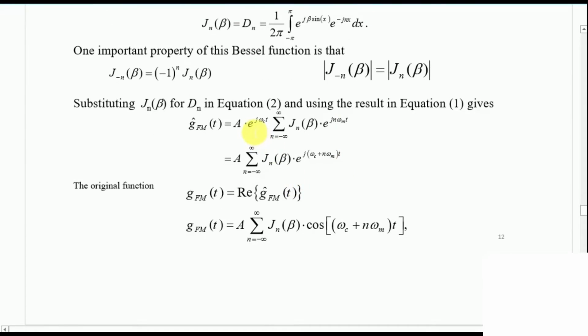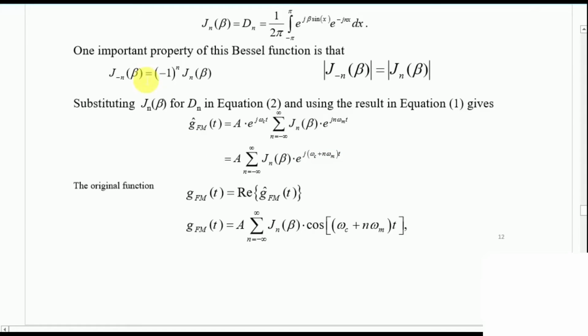And then we can take it inside the summation, and we have exponential of a times exponential of b, which we can combine into a single exponential, exponential of j times a plus b, so omega c plus n omega m. So this exponential and this exponential are combined in this equality, and we have the sum from n equals minus infinity to infinity of Jn of beta e to the j omega c plus n omega m t.